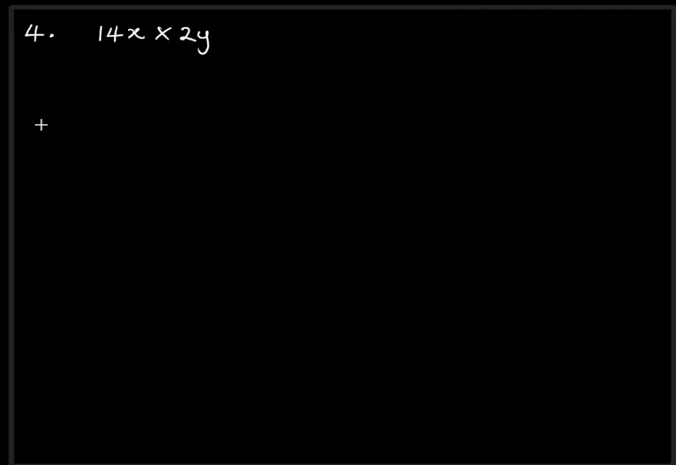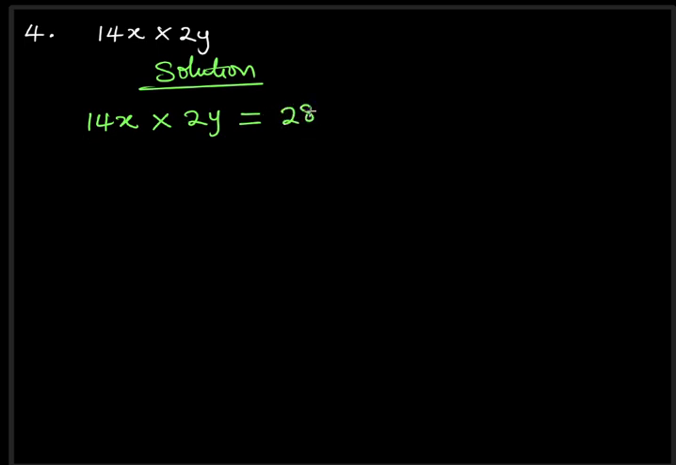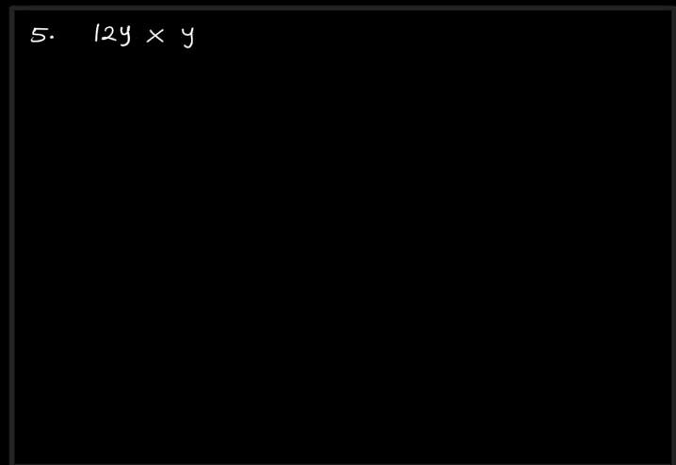And we move to number 4, solution. What do we have? 14x times 2y. 14x times 2y. What would this give us? Now 14 times 2 will be what? 28. And then x times y will give us xy. Remember, unlike terms can multiply.